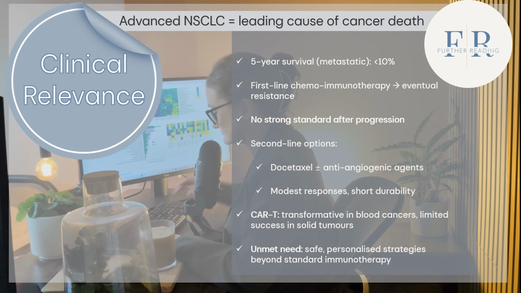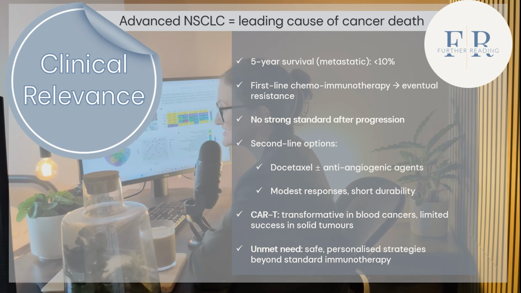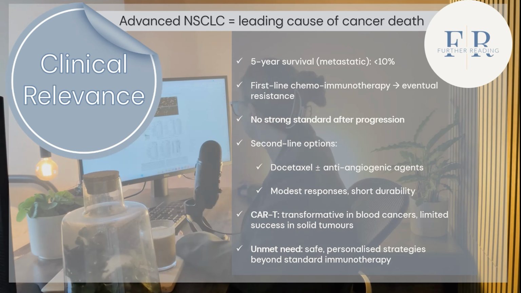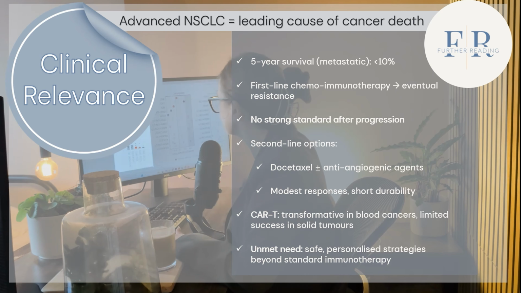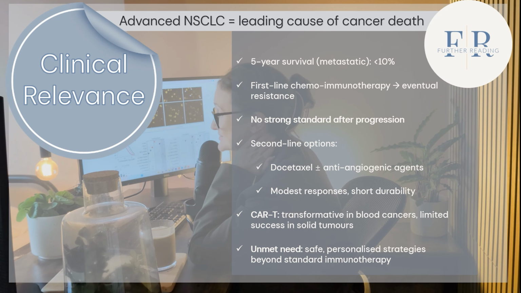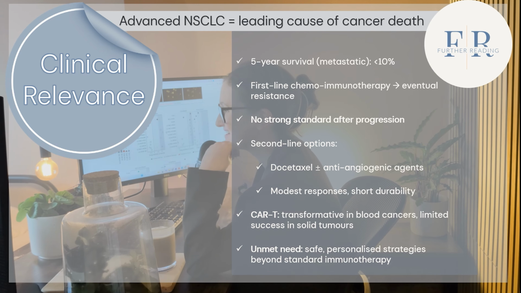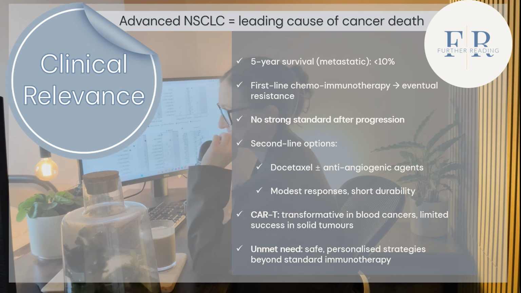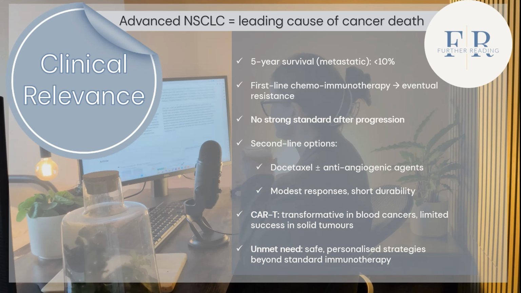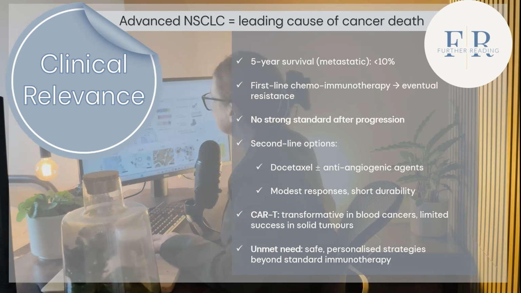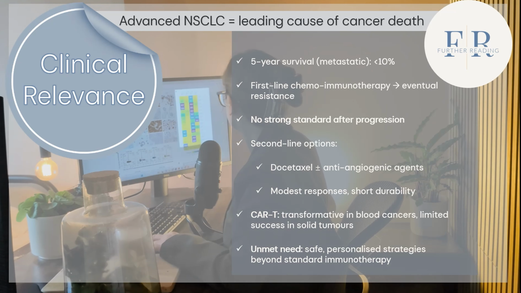For metastatic non-small cell lung cancer overall, the 5-year survival rate is still under 10% once disease has spread distantly. Even in the modern immunotherapy era, most patients eventually develop resistance and experience progression. First-line treatment for patients without targetable mutations typically involves platinum-based chemotherapy combined with PD-1 or PD-L1 blockade. This has improved median survival, but it's not curative. Real-world data and clinical trials consistently show that the majority of patients relapse.